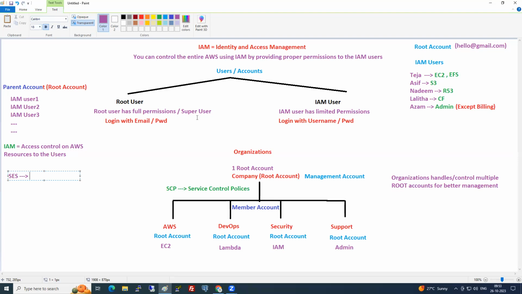Sir, you said parent account is root account. Then who exactly are child accounts? IAM users are child accounts. If you give IAM access to the root account, then they can have access to many. No, IAM is just a service. Whatever we have in IAM, they can access it. Not all.